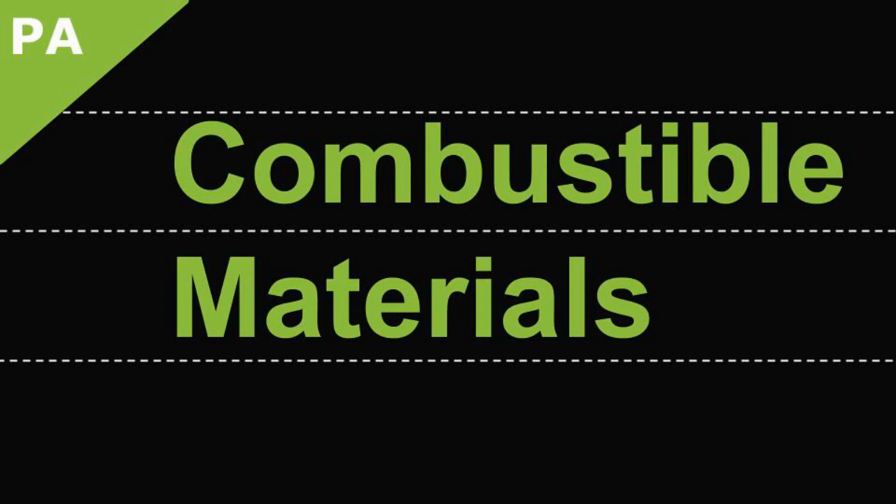Combustible materials. Combustible materials are materials that will ignite, burn, support combustion, or release flammable vapors into the air at pressures and temperatures that might occur during a fire in a building.